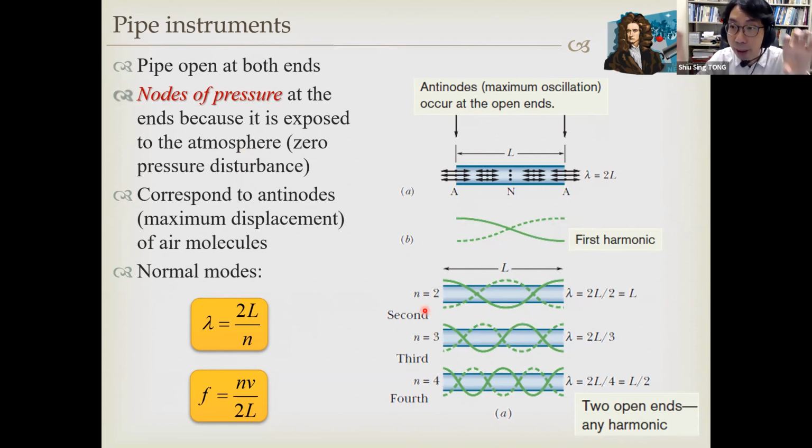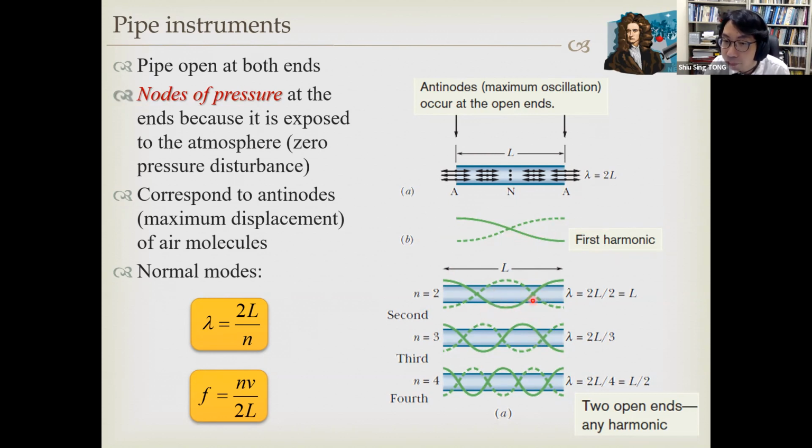For a tube that is open at both ends, the disturbance of the air molecule at the two ends is maximum. These are the antinodes for the air displacement. For the fundamental, the lowest frequency mode, you have a node in the middle. How about the higher order modes? The higher order modes consist of something like this.